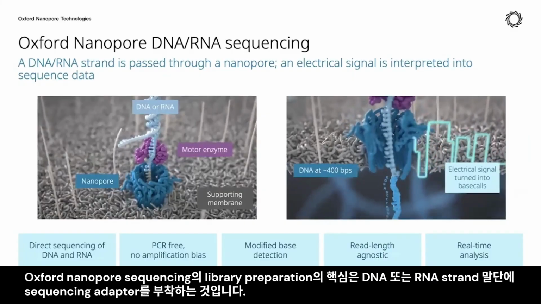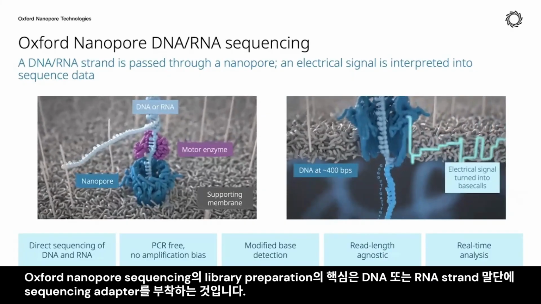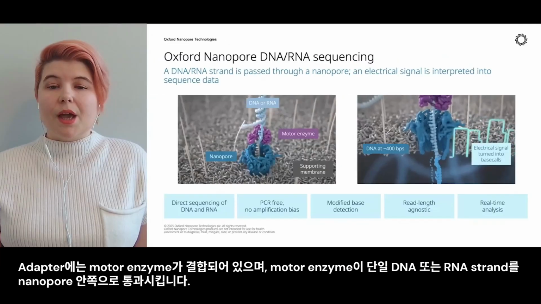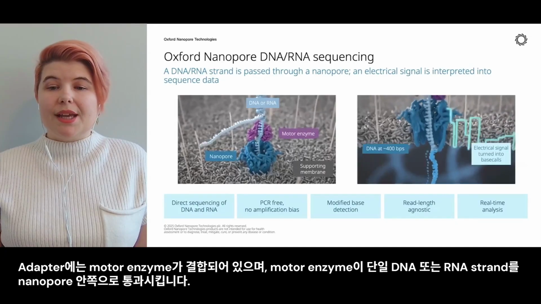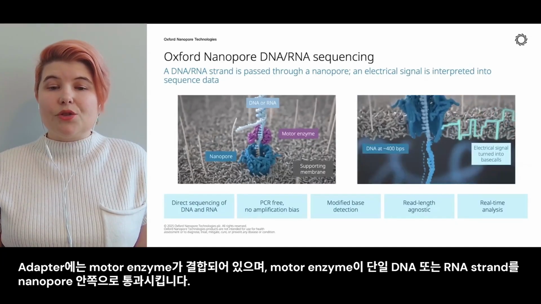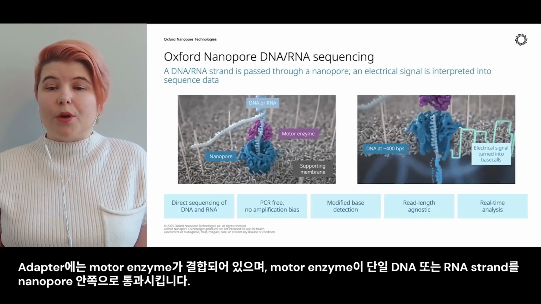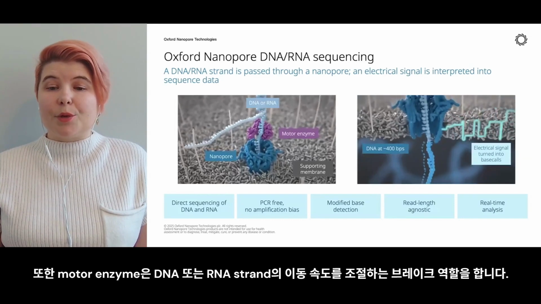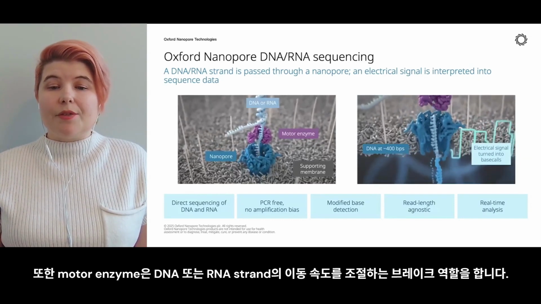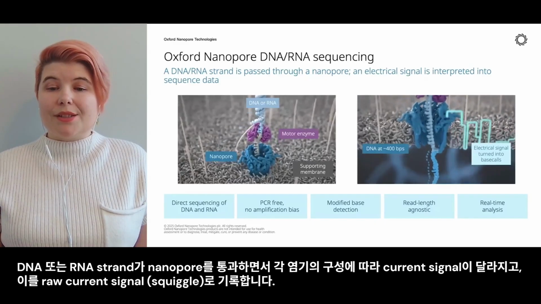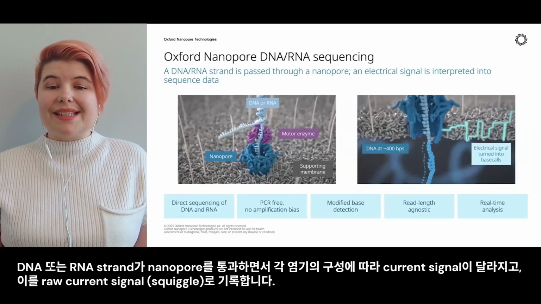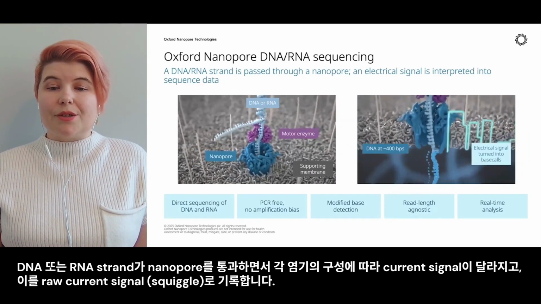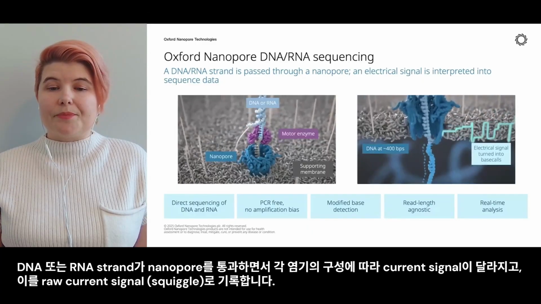A key part of Oxford Nanopore library preparation is the addition of sequencing adapters to the ends of DNA or RNA molecules. A motor enzyme is coupled with these adapters, and it is this motor enzyme that feeds a single strand of DNA or RNA through the nanopore, as you can see here. The motor enzyme also acts as a molecular brake to slow down the translocation speed of the molecule. As the molecule translocates through, each component will cause a distinctive disruption of the ionic current passing through the channel, producing the electrical signal, otherwise known as raw squiggle data.